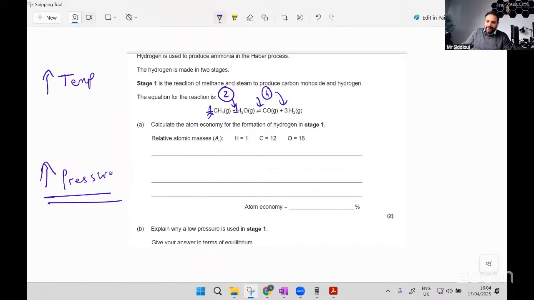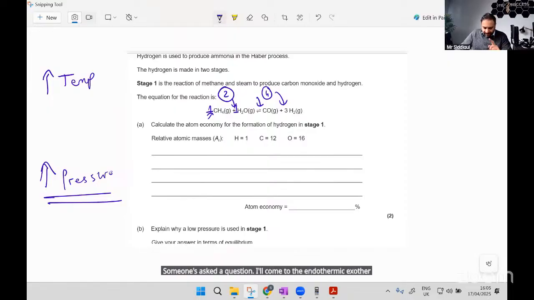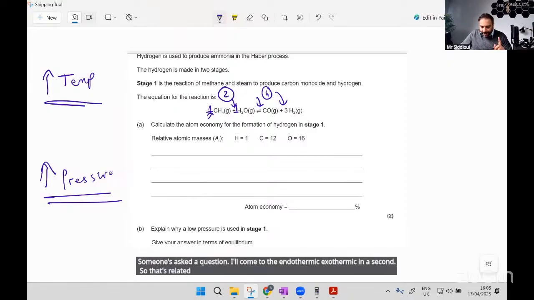Someone's asked a question. I'll come to the endothermic, exothermic in a second. So that's related to temperature.